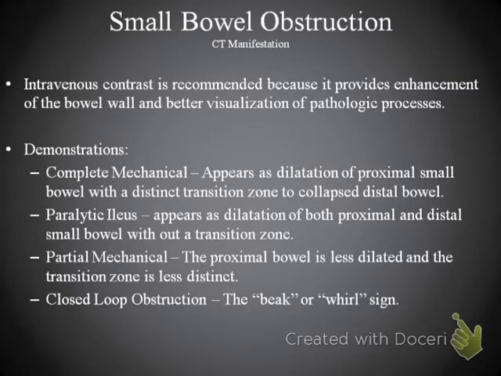So the beak sign in a closed loop obstruction is basically a tapering of the bowel as it leads into the obstruction. Just like a beak starts out very wide and then becomes very narrow, that is how the beak sign would look. The whorl sign is a little different. It's due to the twisting of the mesentery, and there's really no great images to show you on this. It kind of looks like a swirl, and that's what we look for.